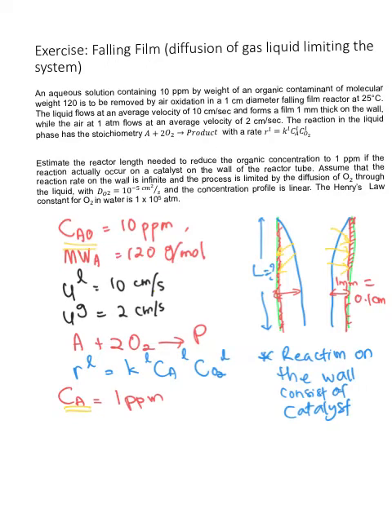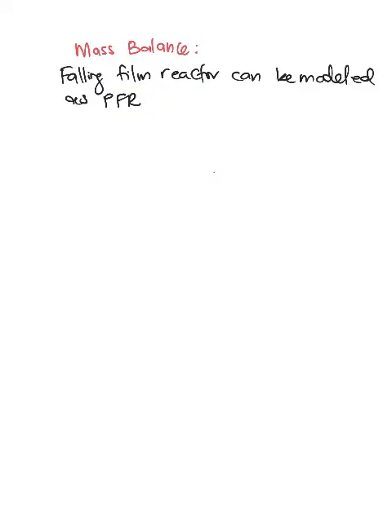Alright, first step, we need to write the mass balance equation. The falling film reactor can be modeled as a PFR. Therefore, you can write the mass balance equation for PFR, and the reaction occurs in liquid phase. Velocity of liquid phase, U, dC_AL per dz equal to... So when mass transfer limits the reaction, the rate of reaction can be neglected.